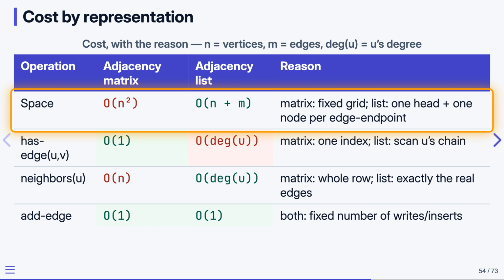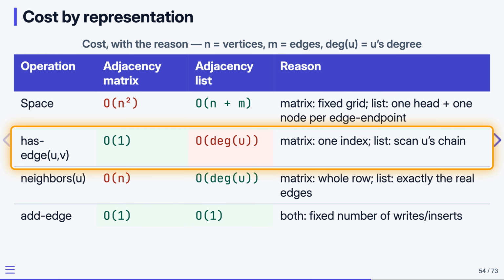Space. The matrix needs O(n squared), a fixed grid. The list needs O(n + m), one head per vertex and one node per edge endpoint. Has edge. The matrix is O(1), a single index. The list is O(degree of u), since it scans the chain.